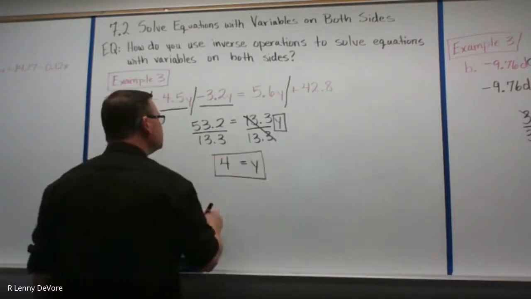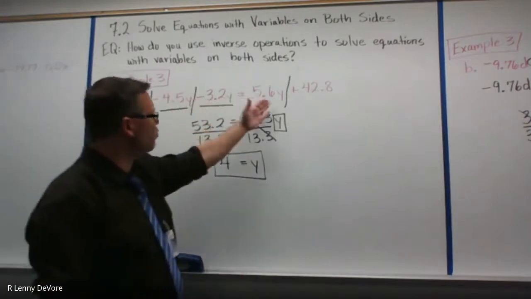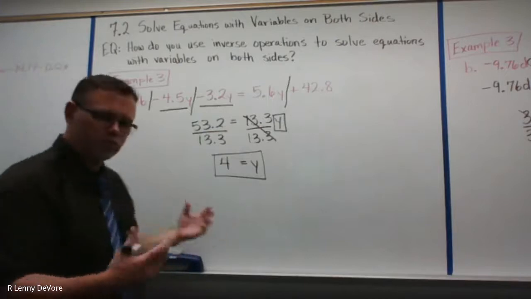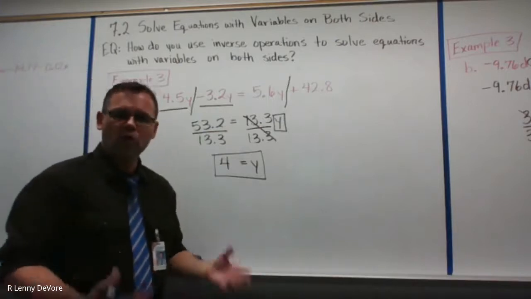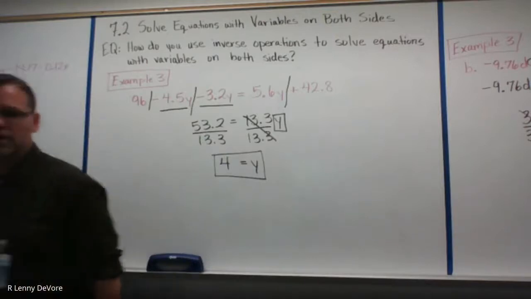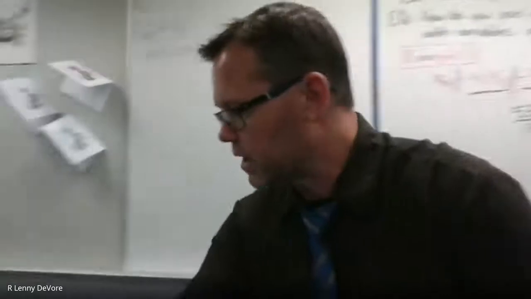So y is equal to 4. If I were to go through and plug these in for y all the way through, and I solve this, then it would prove that 4 was the correct answer. Okay, guys? So a little bit of tough stuff. This is going to take a lot of steps and a lot of time.